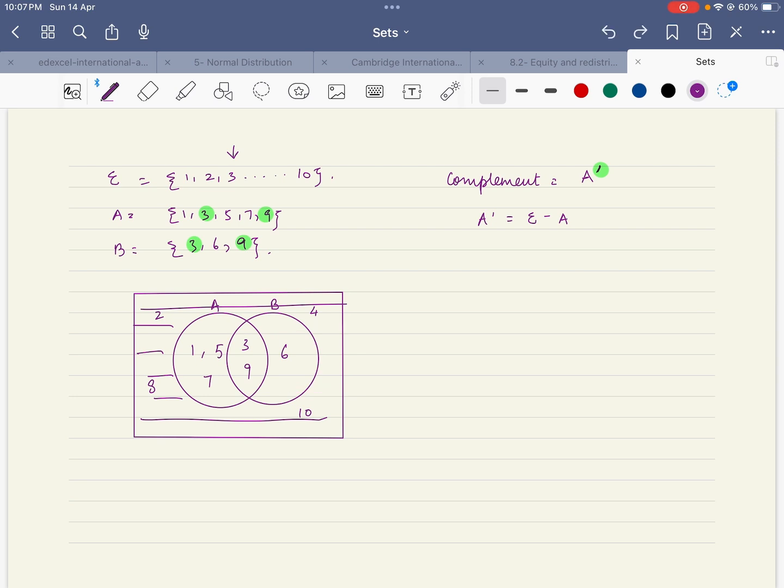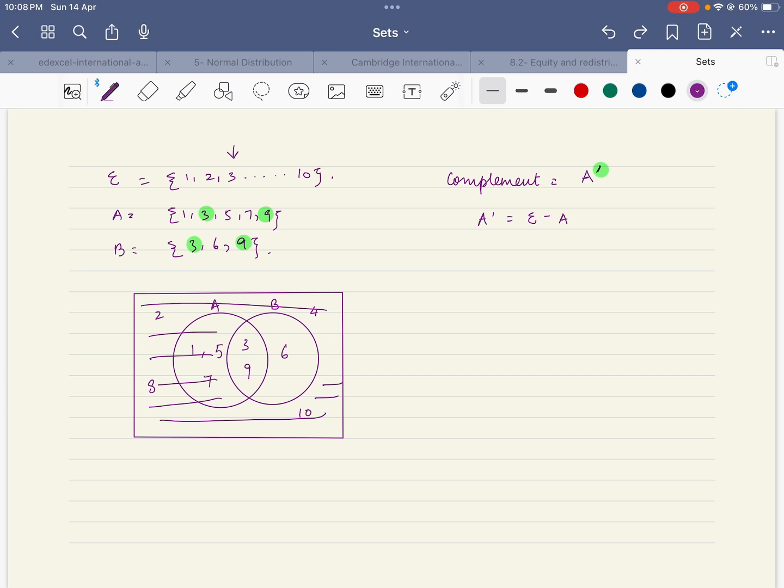Similarly, if we look for B complement, then we will shade everything except for B. For example, B complement will be shaded like this, and you will have to leave the middle portion in this one as well, because B has part of this as well. So this will not be shaded.